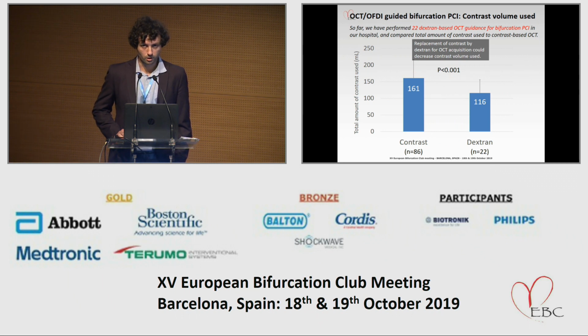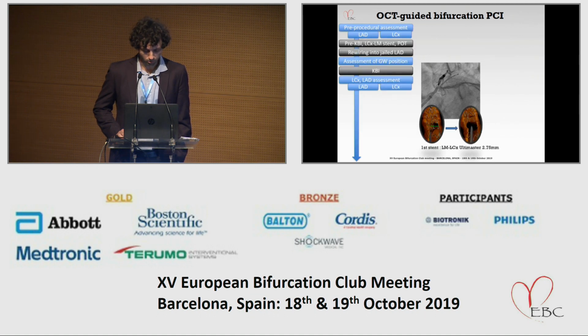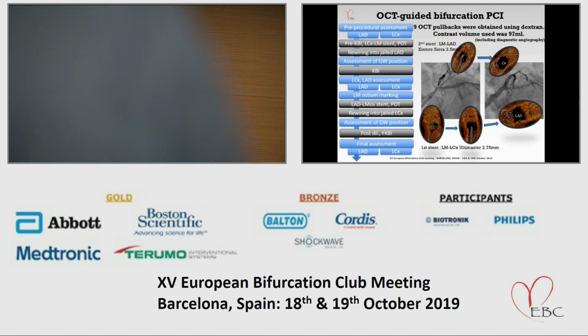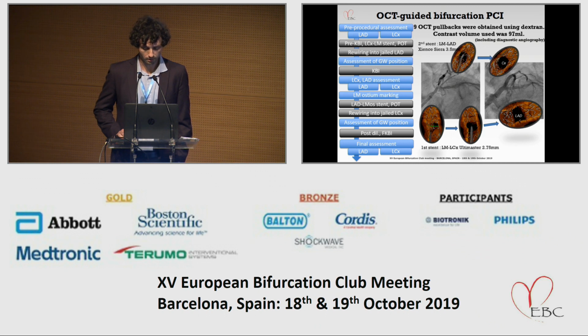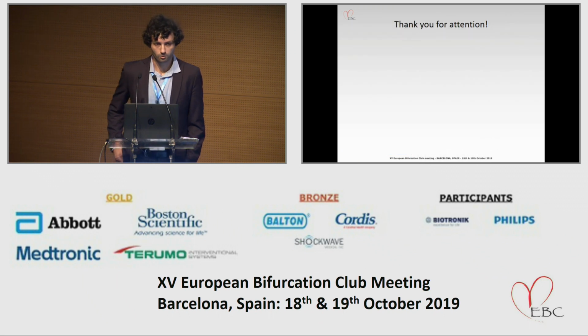He also addresses the question of performing OCT using contrast. On their original data from Japan, he showed us that in 22 Dextran-based OCT guidance procedures for bifurcation PCI, they were able to reduce the contrast dose to 116 milliliters. To illustrate all that, he showed one example of Culotte stenting in left main using contrast and performing 9 OCT pullbacks with contrast volume of less than 100 milliliters. Thank you for your attention.